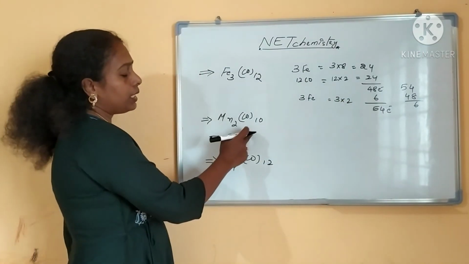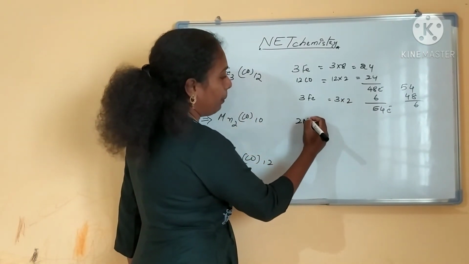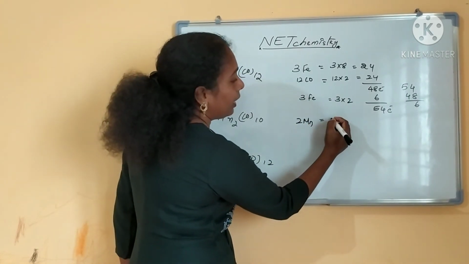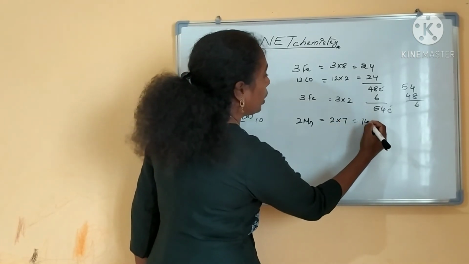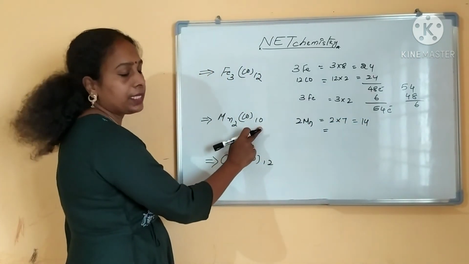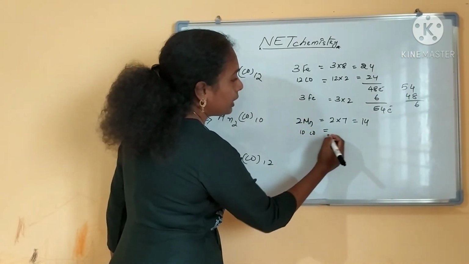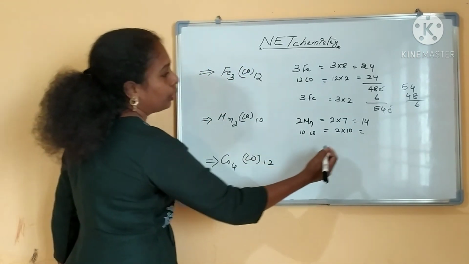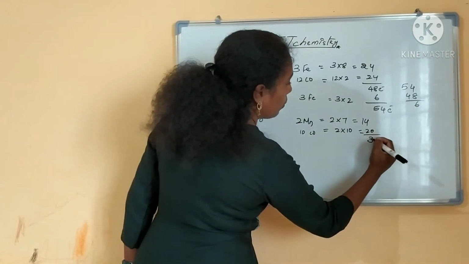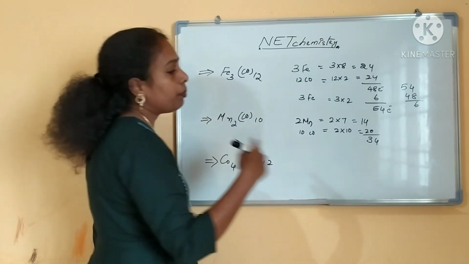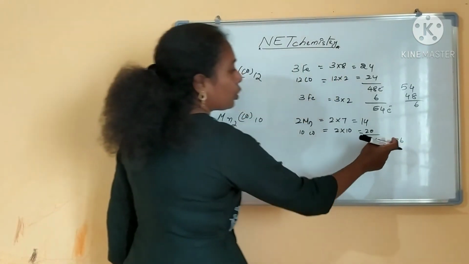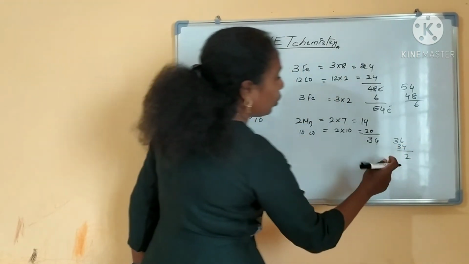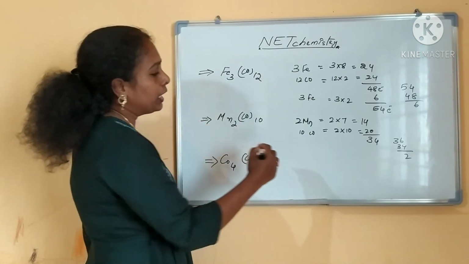Okay, the next one is manganese, Mn2(CO)10, 2 Mn. How many outer electrons are there in manganese? 7, right? So 2 into 7 equal to 14. CO, 10 COs are there, each CO is giving you 2 electrons. So 10 into 2 is equal to 20. How much have you got now? 34. Which is the nearest multiple of 18? 36, right? So 36 minus 34, you will get a value of 2. 2 means one metal bond is present.